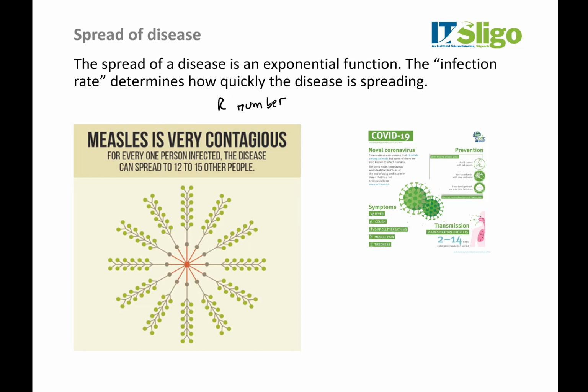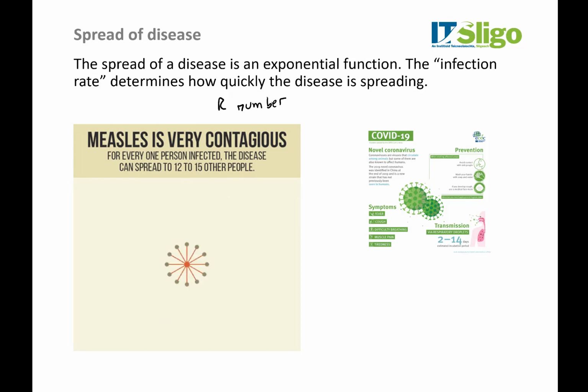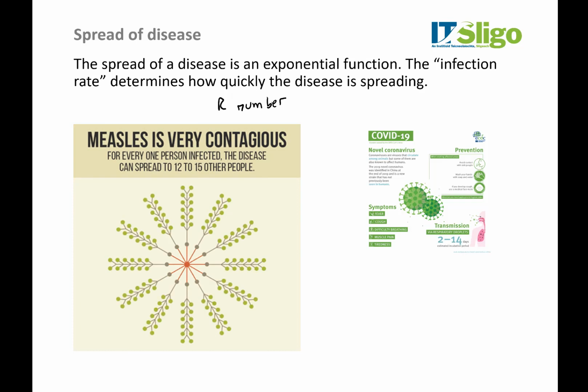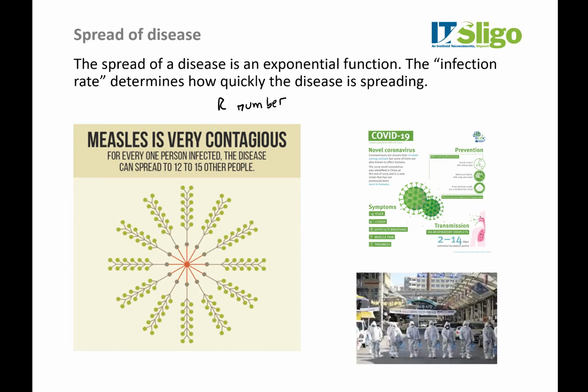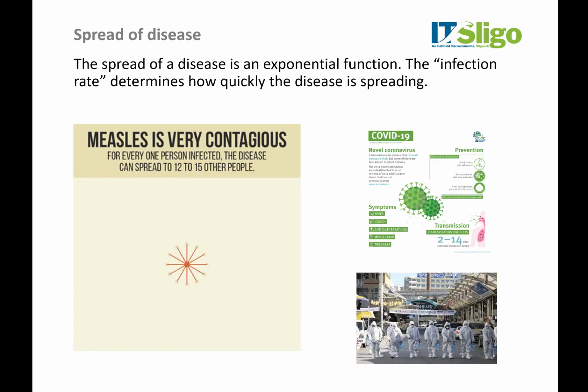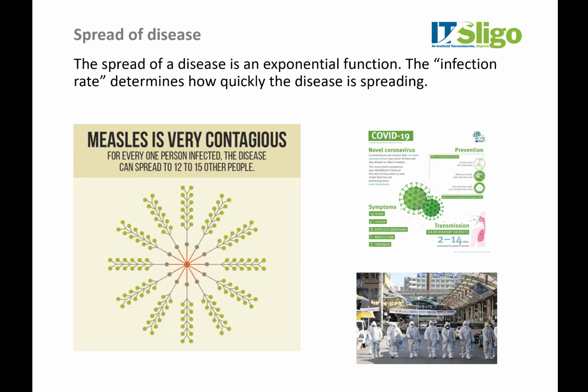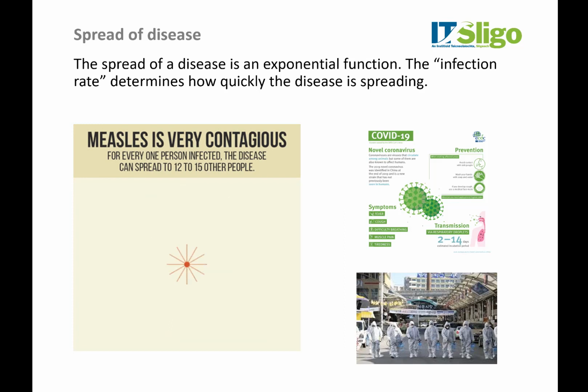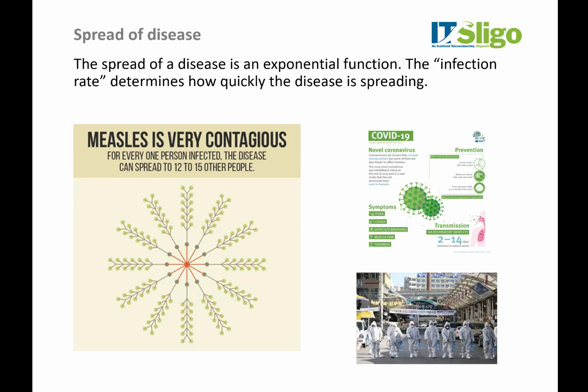So measles is very contagious. COVID, the R number can kind of vary quite a bit depending on the suppression measures taken by the government. So that's one example of exponential functions. We'll just go through a few of these first and then we'll look at the maths. Sorry, I thought there was an example coming up now, but these are more just general examples of exponential functions in the real world.